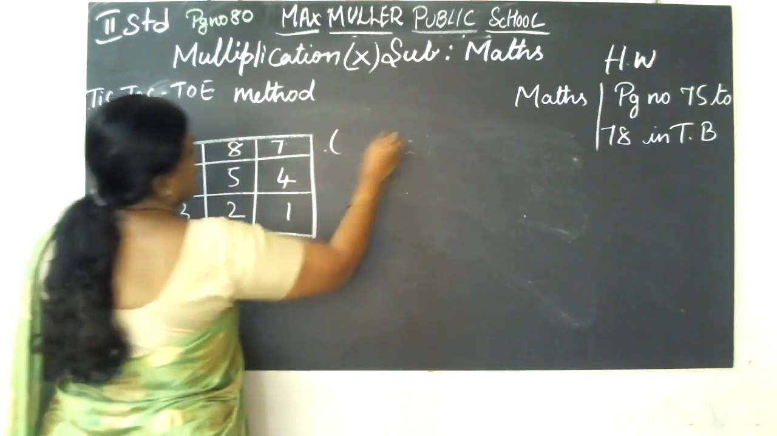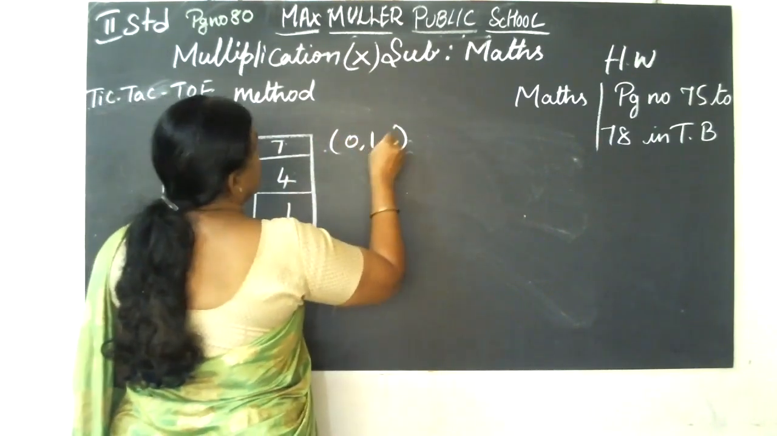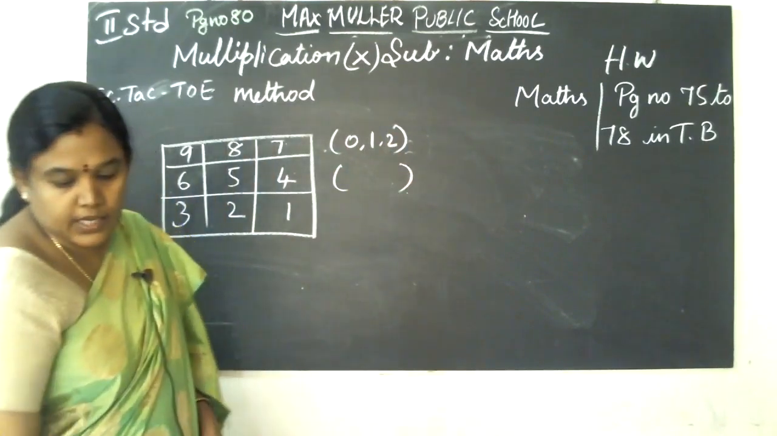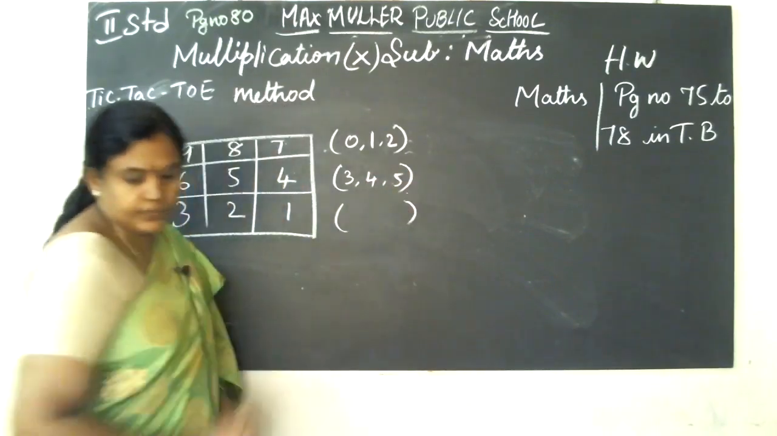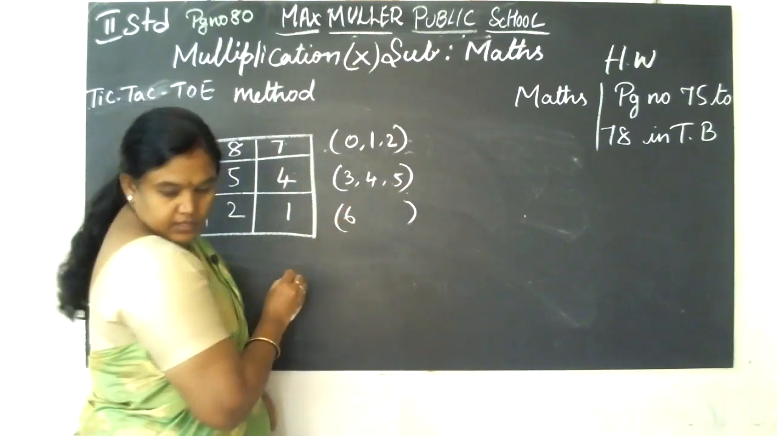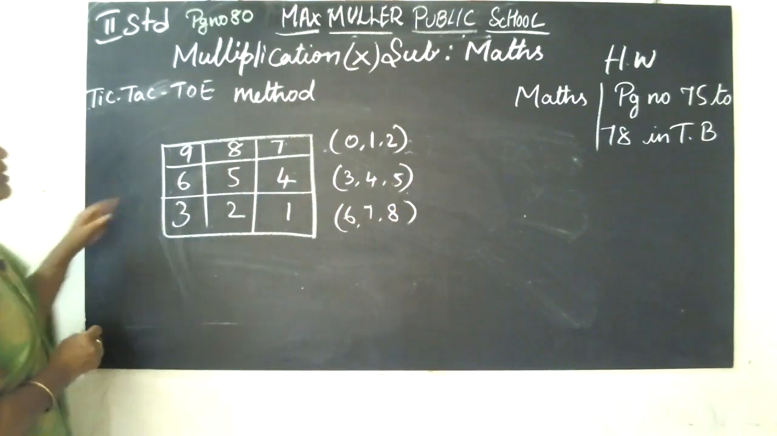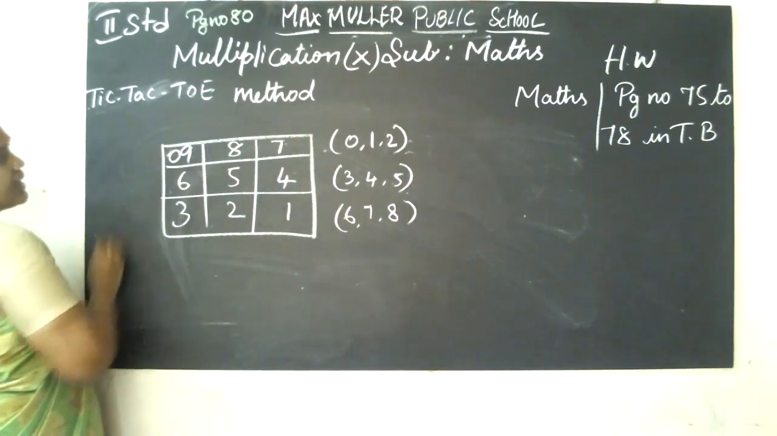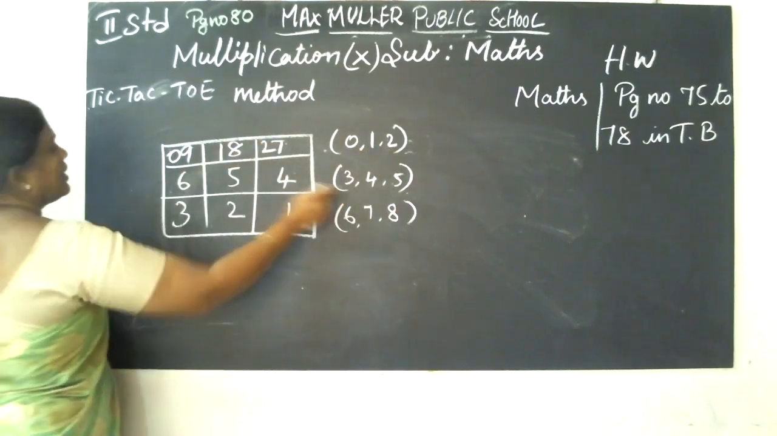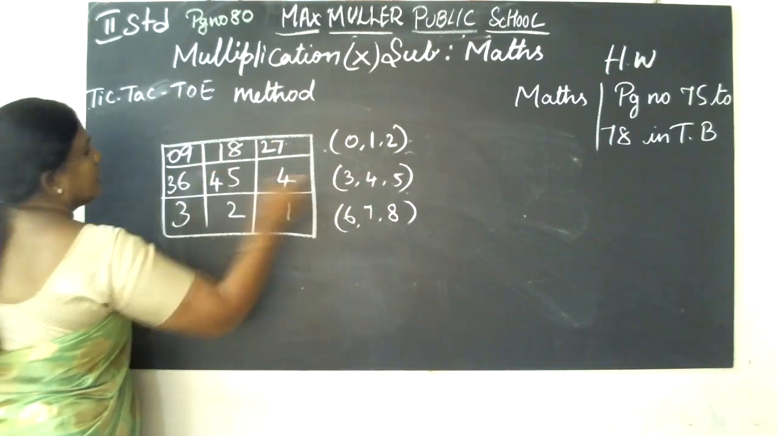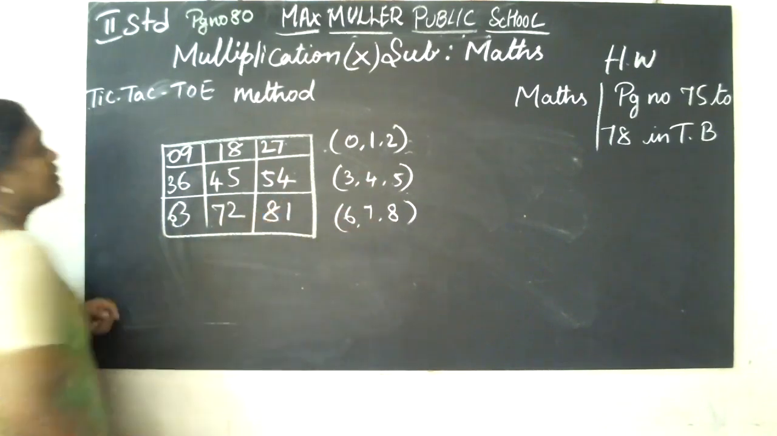Now before the first column, what do you want to join there? First column 0, 1, 2. Second column 3, 4, 5. Third column 6, 7, 8. Understood, children? In the first column, write 0. 9 ones are 9. 9 twos are 18. 9 threes are 27. Here 3, here 4, here 5. Here 6, 7, 8.